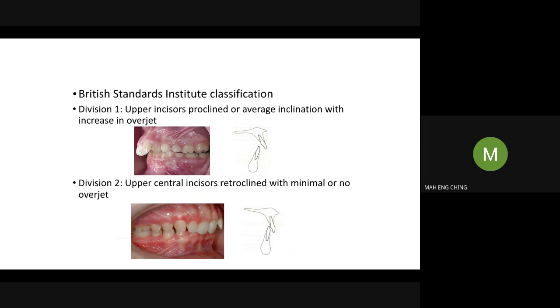So according to the British Standards Institute classification, class 2 division 1 just means the upper incisors are proclined or average inclination with increased overjet because the lower incisor occludes behind the cingulum plateau of the upper incisor. That's why the upper incisor is sticking out a little bit. Class 2 division 2 just means that they occlude behind the cingulum plateau, but the upper incisor is usually retroclined with minimum or no overjet. Sometimes they are so close to each other, they don't even have overjet.